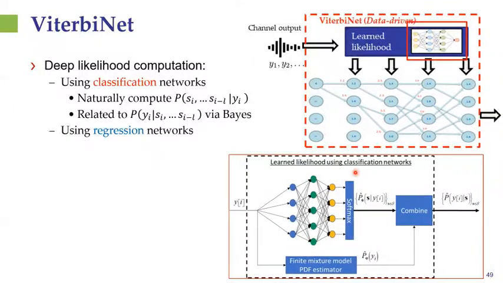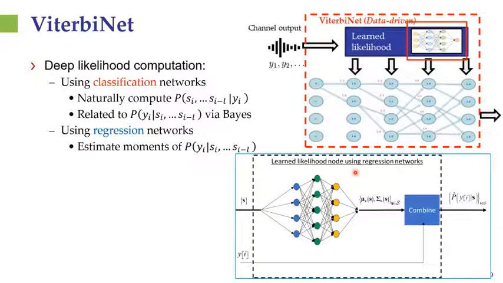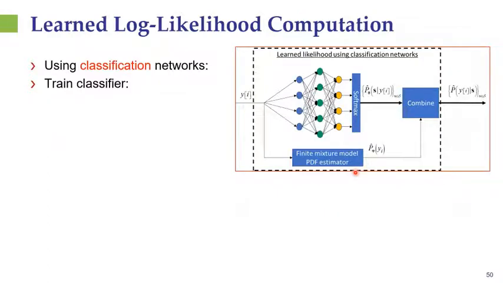Alternatively, we can also use regression networks. Namely, we can assume some given conditional distribution of the channel output given the set of channel inputs, which is what we're interested in. We can assume that it is only dictated by its first and second order statistical moments and only estimate them. So how do those architectures look like?